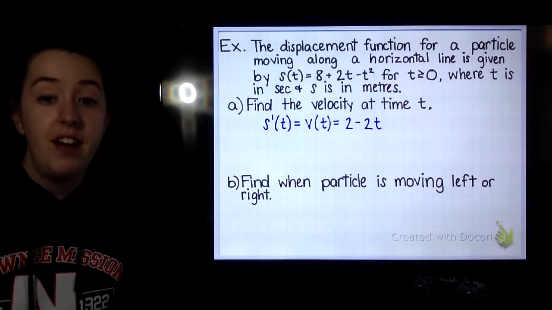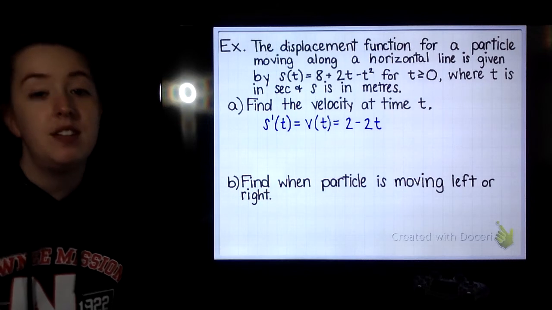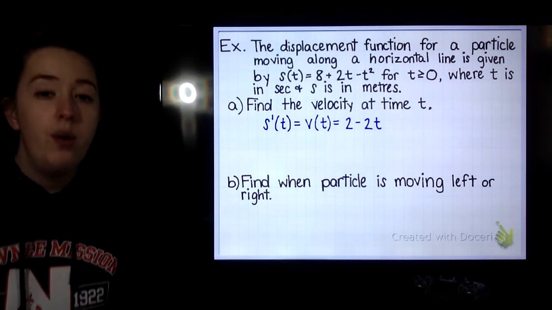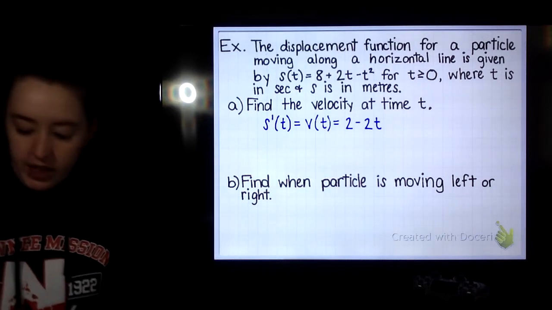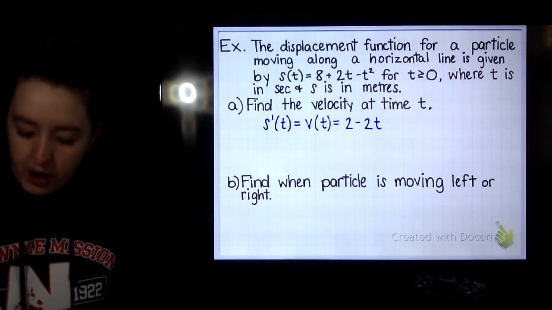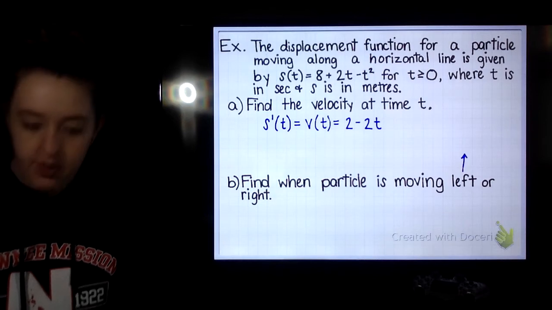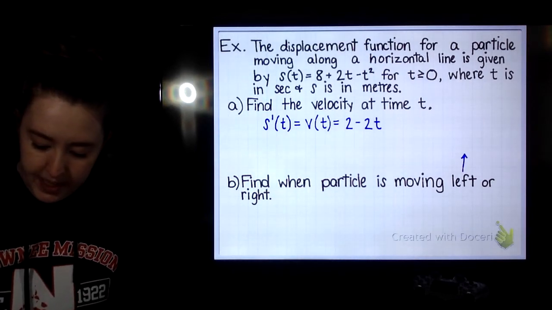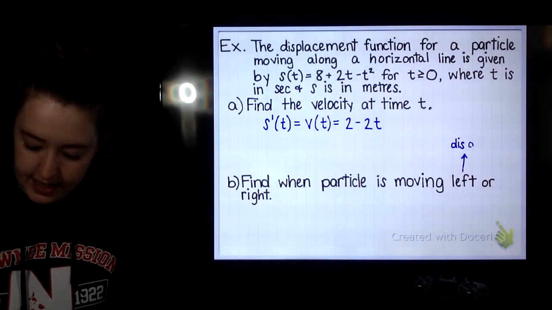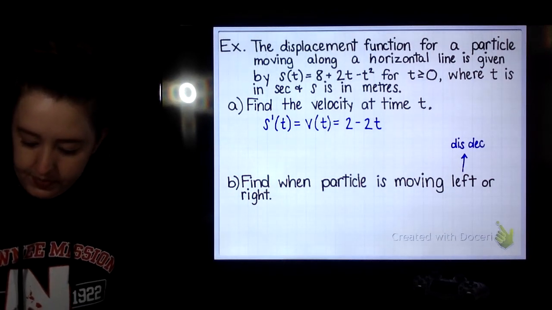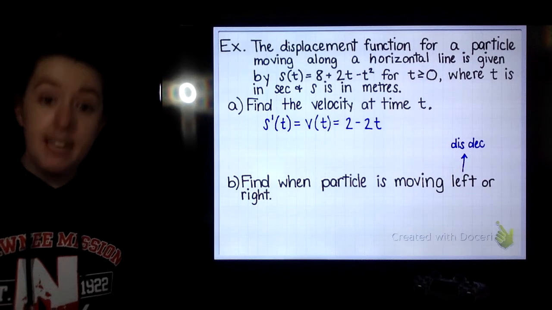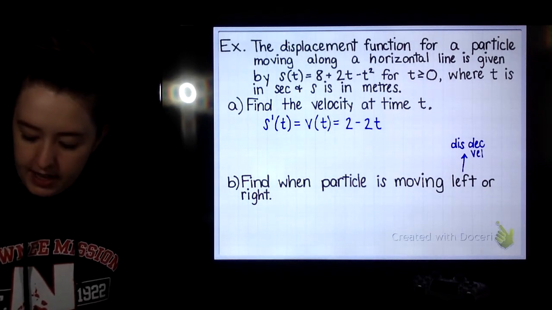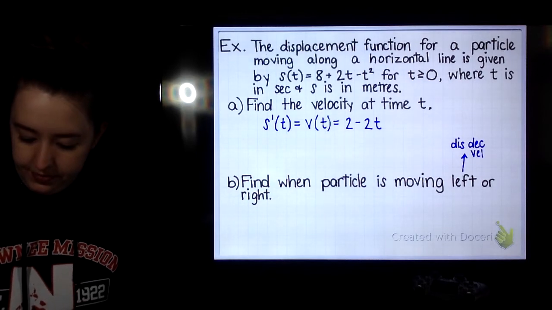So now we want to find, when is the particle moving to the left, or when is the particle moving to the right? So here's what we should be thinking for left or right. If the particle is moving to the left, that means that the displacement is decreasing. If the displacement is decreasing, that means that the velocity is negative.